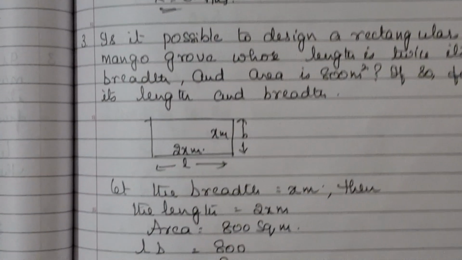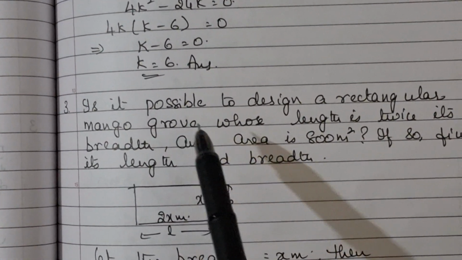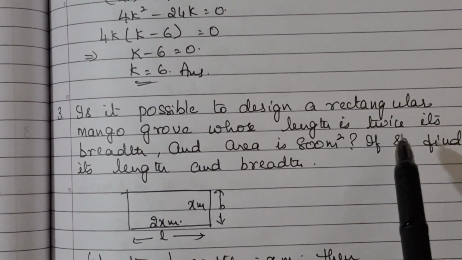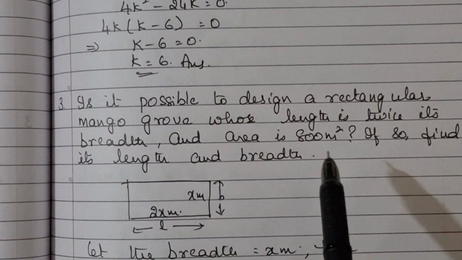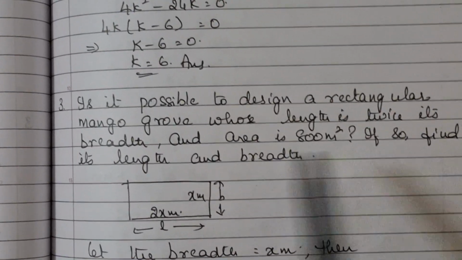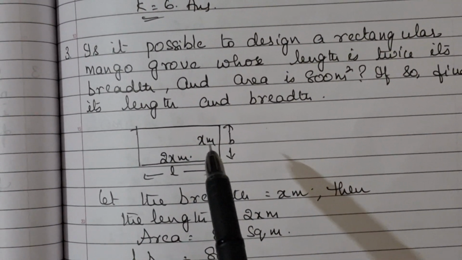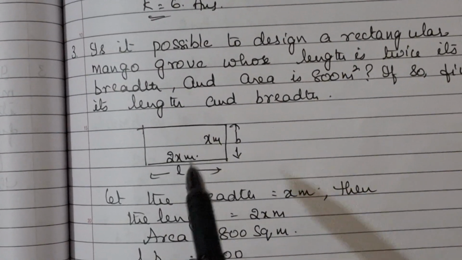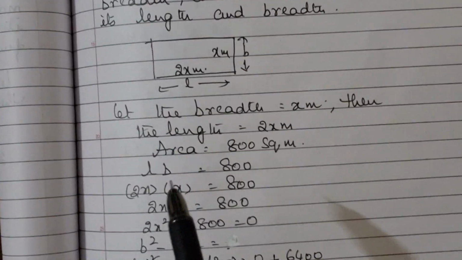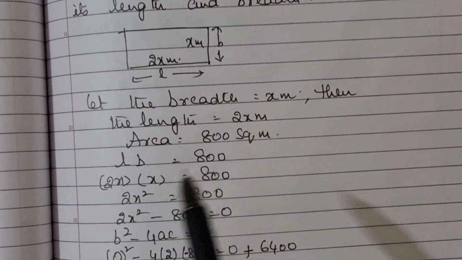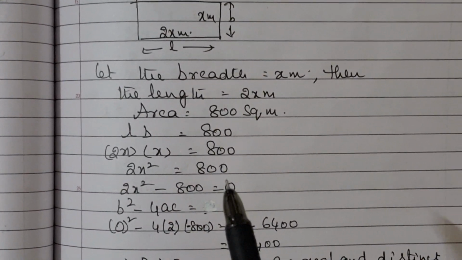Now third problem. Is it possible to design a rectangular mango grove whose length is twice its breadth, means 2 times the breadth, and area is 800 square meters? If so, find length and breadth. So let us consider breadth as x. According to the problem, length is twice, so length becomes 2x. Area is 800, so area formula L into B is 800. 2x into x is 800, so 2x² is 800.